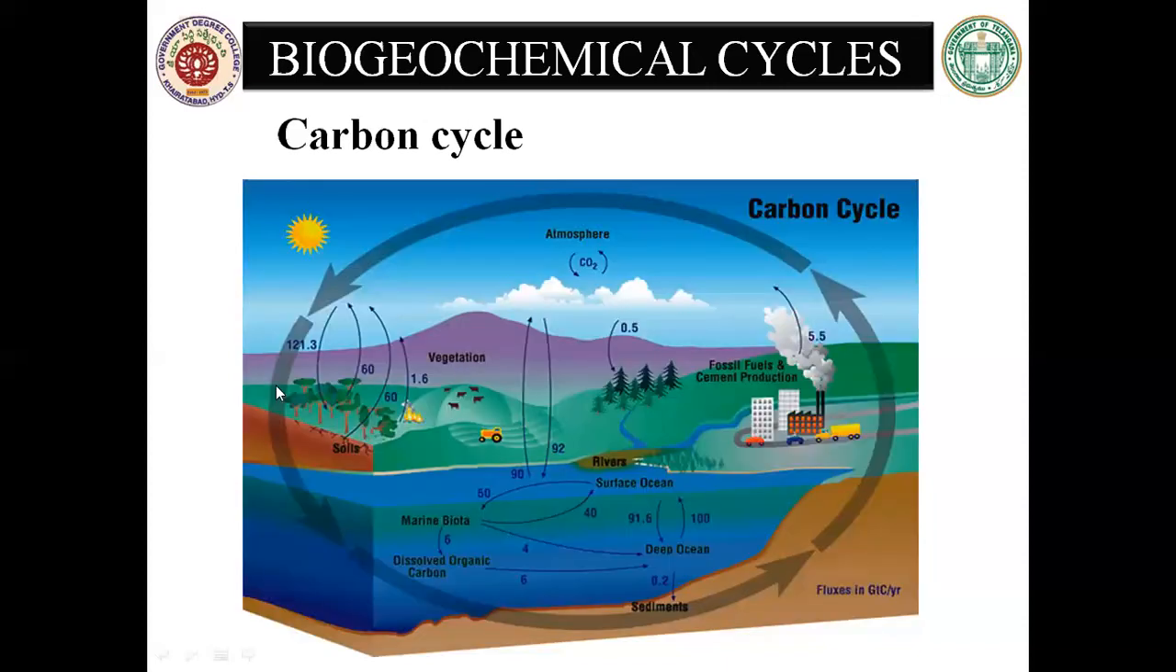In this picture, very clearly we can see that from the atmosphere, carbon dioxide is used by the plants, and plants are eaten by herbivores. Herbivores are eaten by the carnivores. Again, through respiration, carbon dioxide is released, taking up oxygen, and carbon dioxide is in the dissolved state in the water bodies, and whatever carbon is there is in the form of coal, gas, and petroleum in the earth's crust. Like this, the carbon cycle takes place.